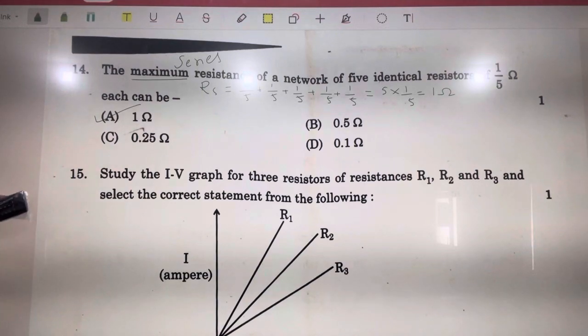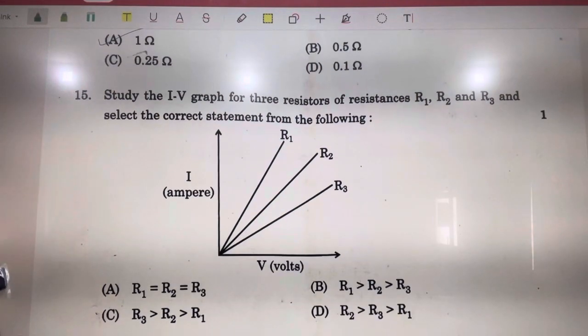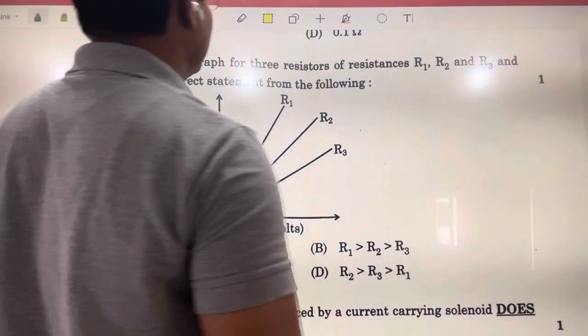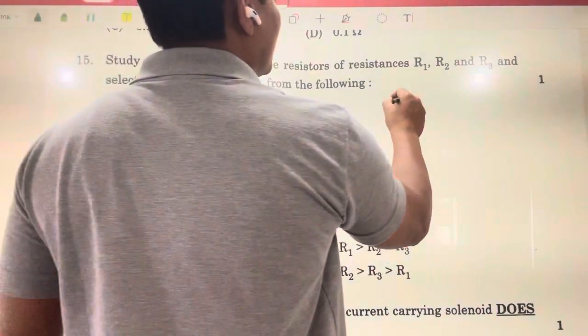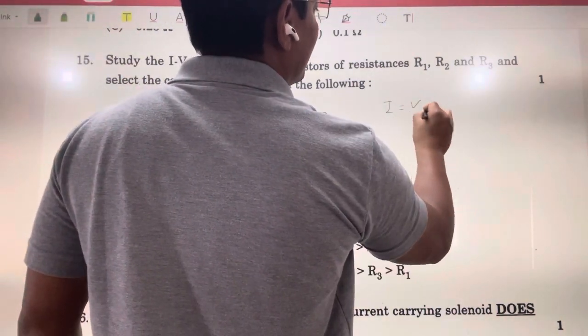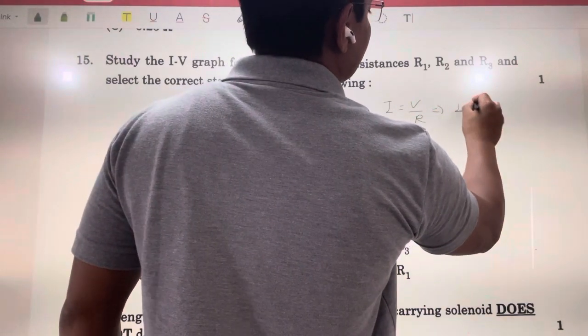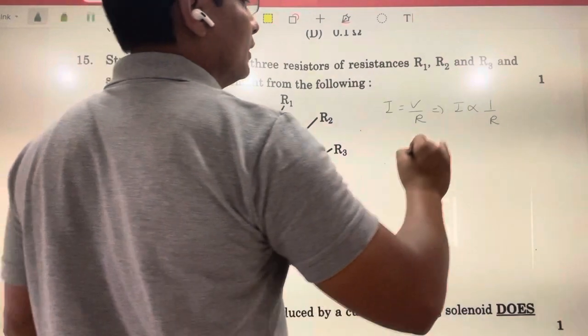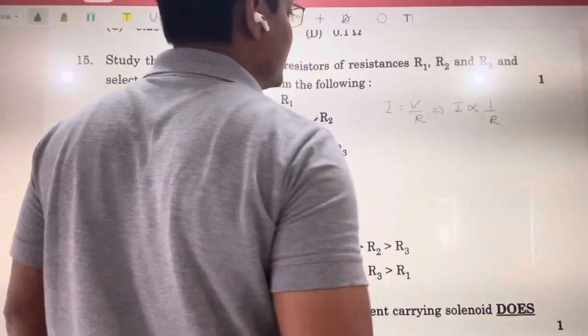Then study the I-V graph, current versus voltage graph, for the 3 resistances R1, R2 and R3. Select the correct statement from the following. Here you need to understand the relationship between the current and the resistance. I is nothing but V upon R, which means I is inversely proportional to R. It means if the current value is low, the resistance is high.